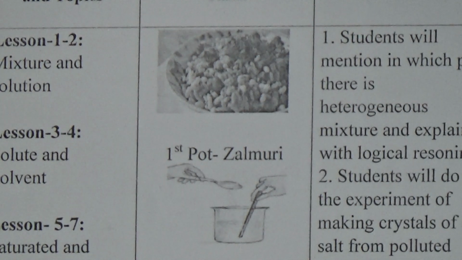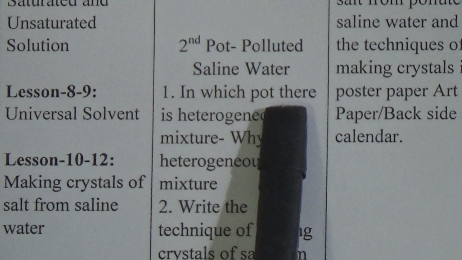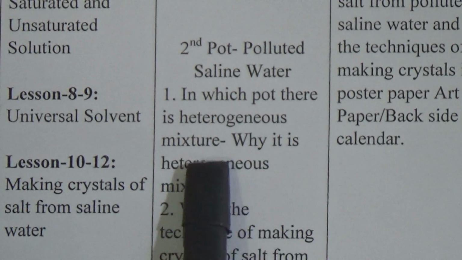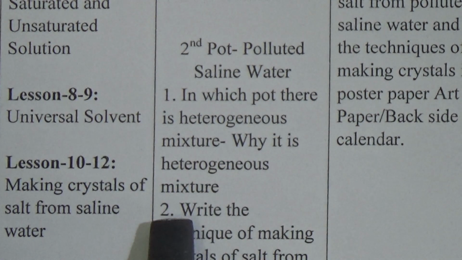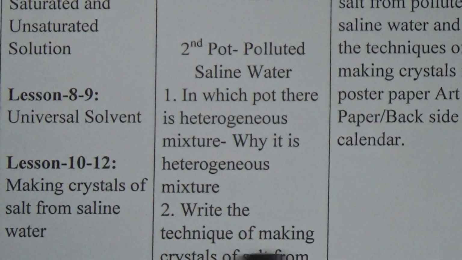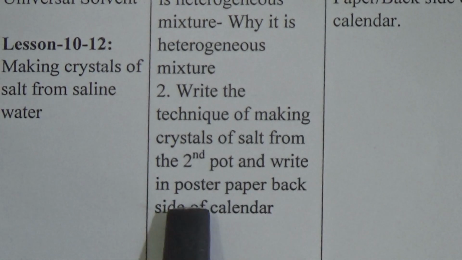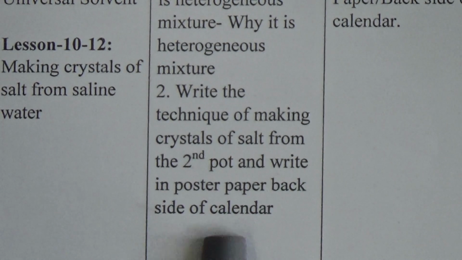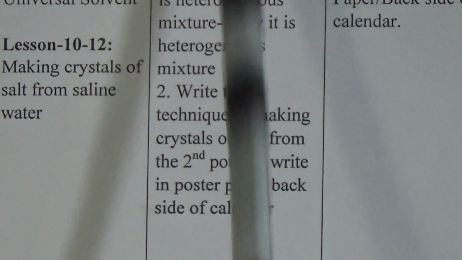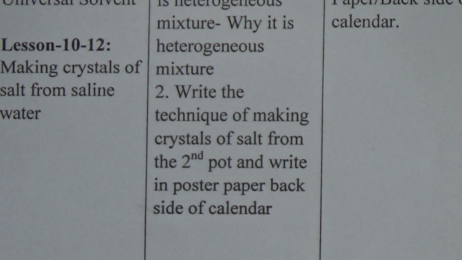Now your work: in which pot there is heterogeneous mixture, and why it is a heterogeneous mixture. Number 2, write the technique of making crystals of the salt from the second pot and write it in poster paper or on the backside of a calendar. So this is your assigned task.